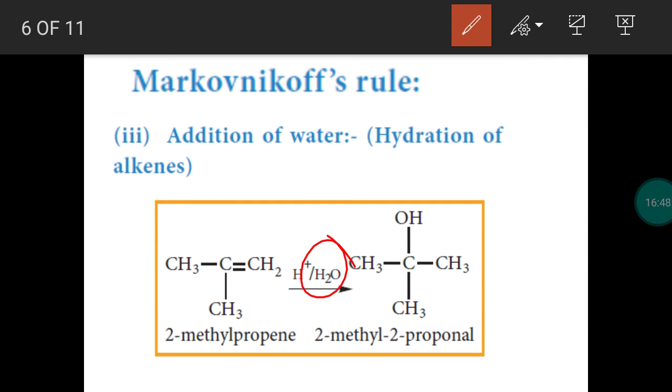Hydrogen as usual will attack the carbon with more number of hydrogen atoms, and the remaining is OH. So water will be separated as H plus and OH minus. The H plus will attack the carbon with more number of hydrogen atoms, and OH minus will attack the carbon with less number of hydrogen atoms. So the major product will be 2-methyl-2-propanol. Here, change the spelling: 2-propanol, not Al, OL.